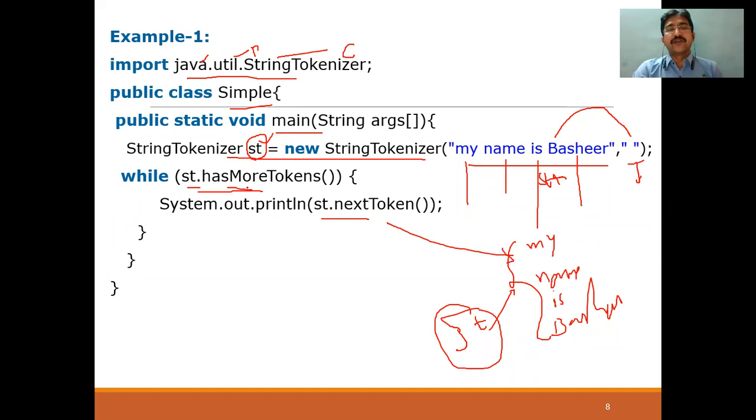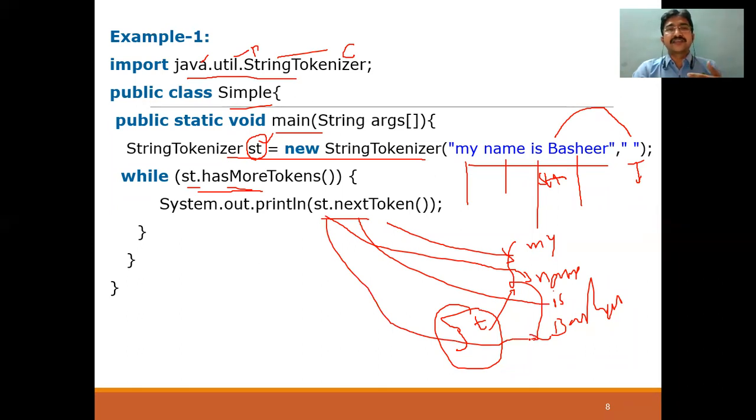Now again the while loop repeats. It checks whether more tokens are available. Yes, 3 more tokens are available. Condition is true. st.nextToken extracts "name". Again the while loop goes, hasMoreTokens. Yes, 2 more tokens are available. Condition is true. st.nextToken. Next in the while loop, hasMoreTokens. Yes, 1 more token is available. Condition is true. st.nextToken gives "Bashir" as the next token.